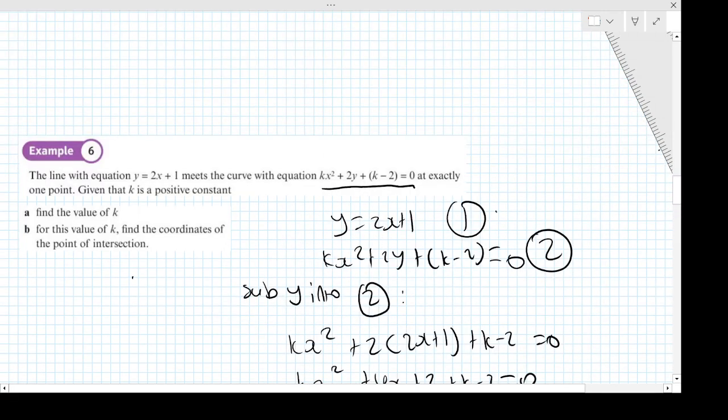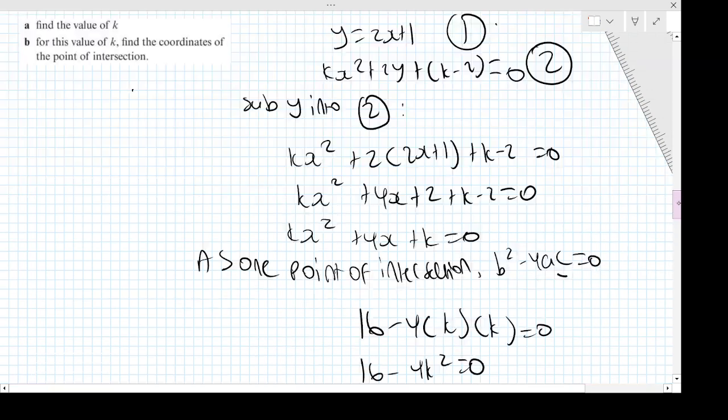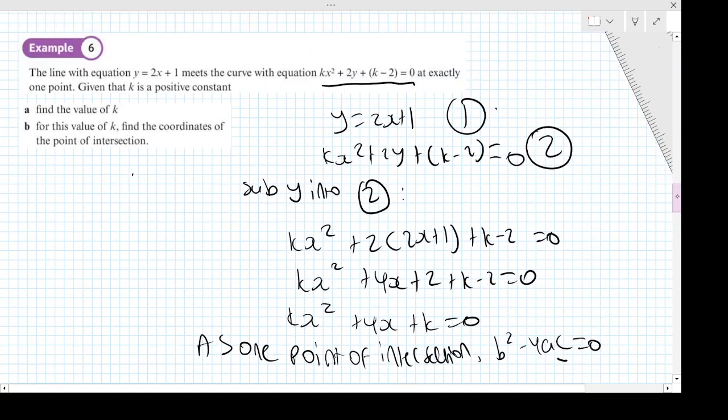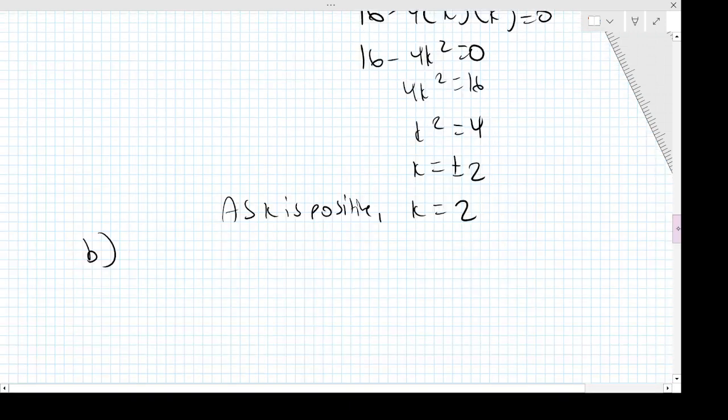Cool. Okay. Then it says for this value of k, find the coordinates of the point of intersection. So at that point we need to solve, right? So remember that graphically, if two curves cross together, that solution is the same as the solution to simultaneous equations. So to find the point of intersection, it's the same as solving the simultaneous equations, right? So that's what we're going to do. So we solve the simultaneous equations.